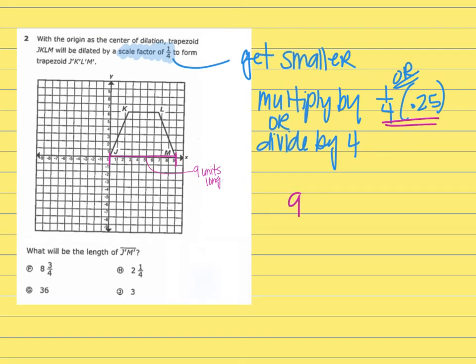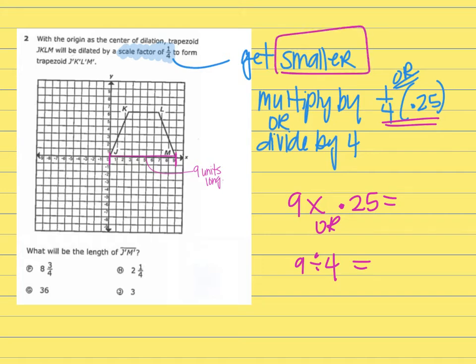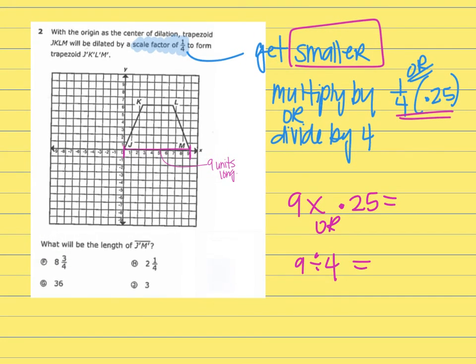So all I need to do is do 9 times 0.25, or I could do 9 divided by 4. But I do know, remember, that it's going to get smaller. So my answer has to be smaller than 9. So when you look over here at the answer choices, there's one that stands out that's definitely not correct because it did not get smaller. So G would definitely not be right. Now, when you put that in your calculator, either 9 times 0.25 or 9 divided by 4, you get 2.25.